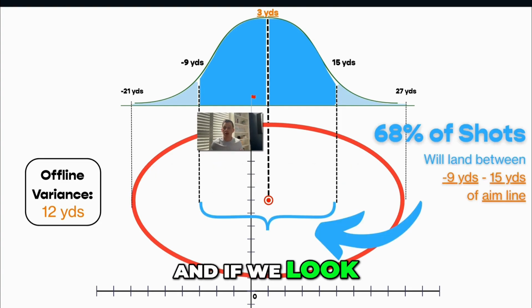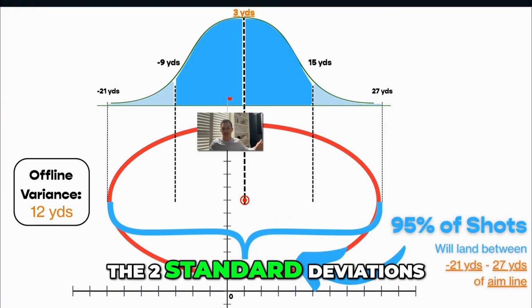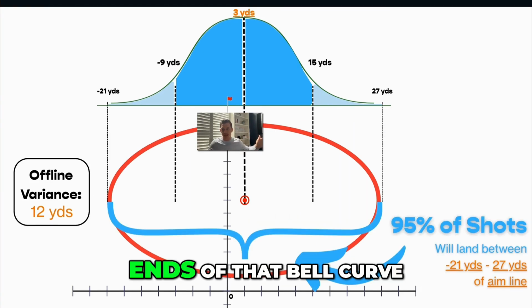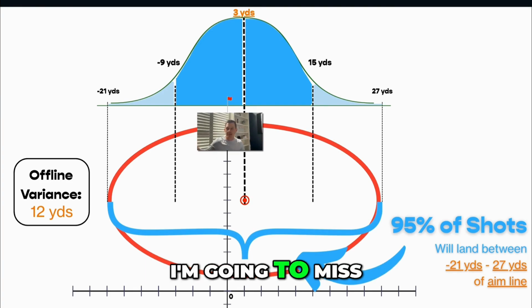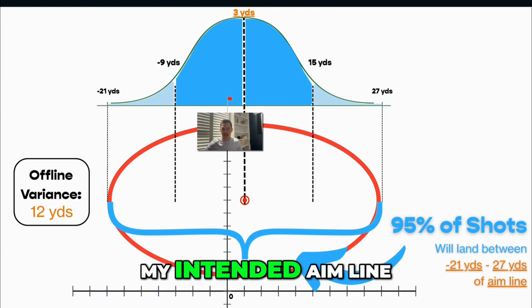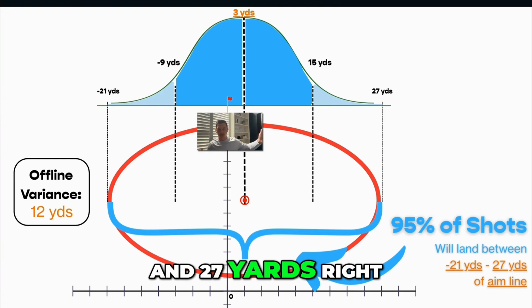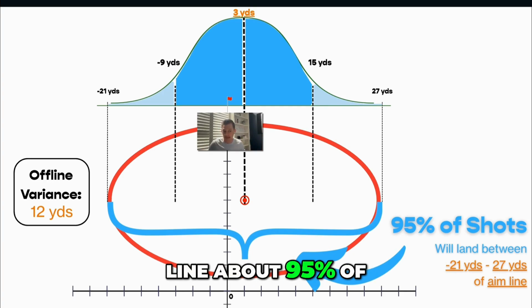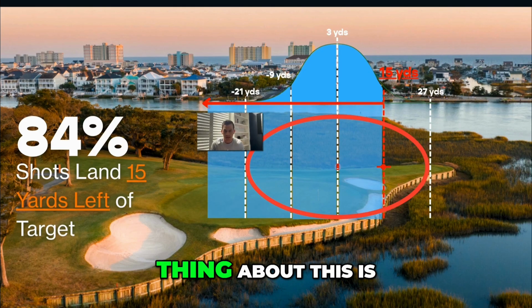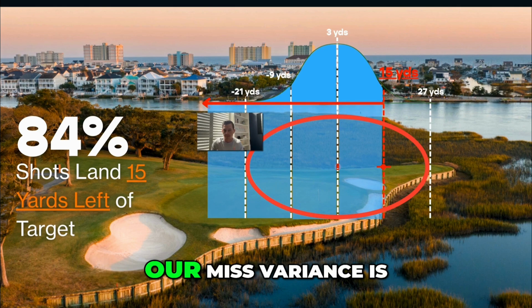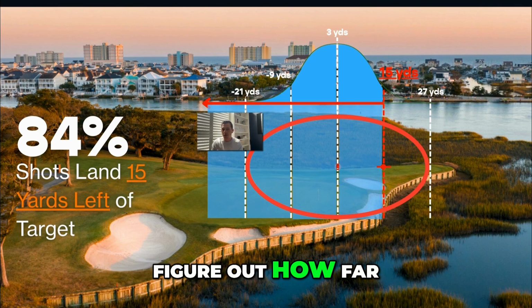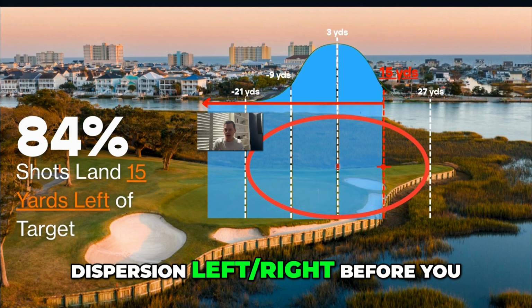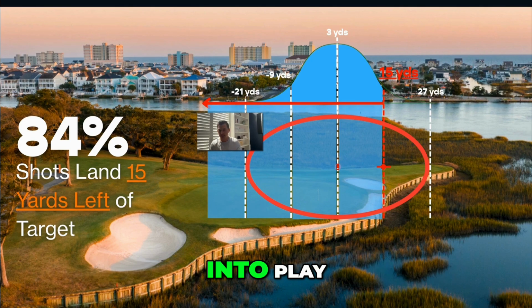And if we look at what it would be for 95% of my shots, basically we look at the two standard deviations. So kind of the further ends of that bell curve. So I'm going to miss my shots 21 yards left of my intended aim line and 27 yards right of my intended aim line about 95% of the time. So the really cool thing about this is once we understand what our miss variance is, then we can apply a little bit of statistics in order to figure out how far you can push your dispersion left to right before you bring too much trouble into play.